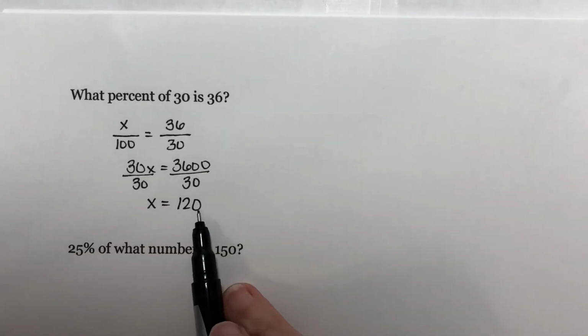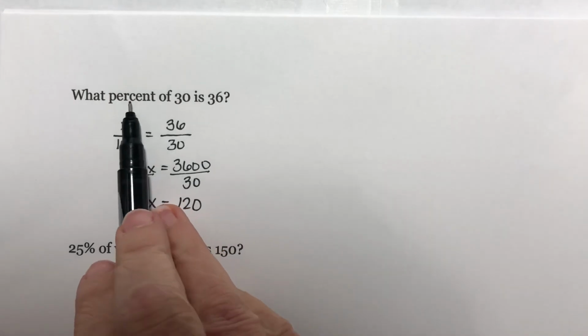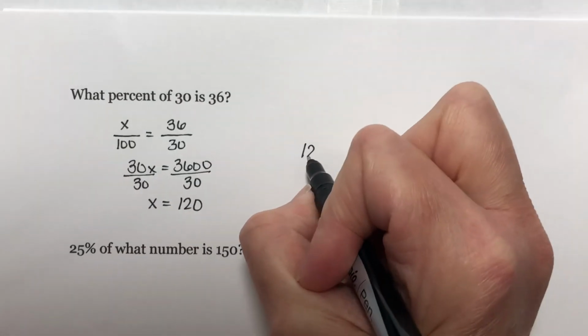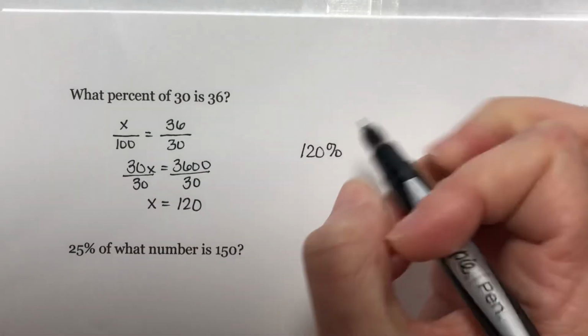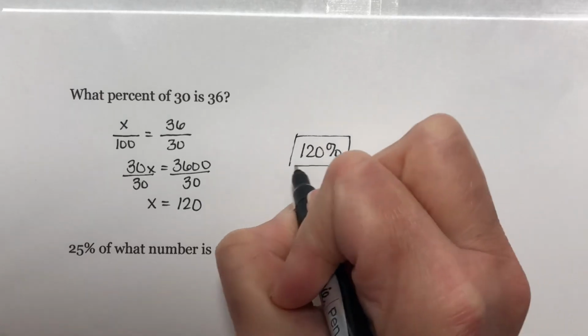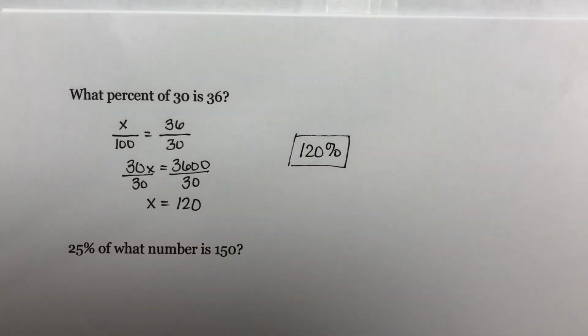Now, your answer is not 120. We are looking for a percentage. Your answer is 120%. Will it be wrong if you leave off the percent sign? Yes. It's not being picky. It's just that 120 is a very different number than 120%.